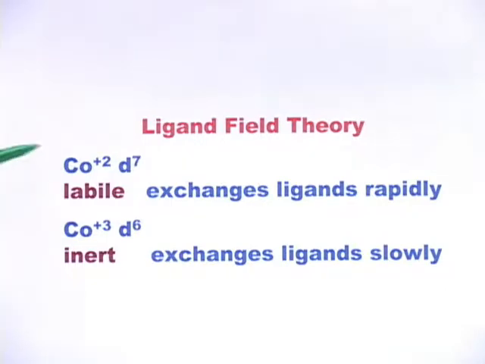Although cobalt-2 exchanges its ligands very rapidly, the ligand field theory shows that cobalt-3, which is a low-spin d6 complex, exchanges its ligands very slowly. Now, how are we going to get around this? Well, here's where the charcoal comes in.